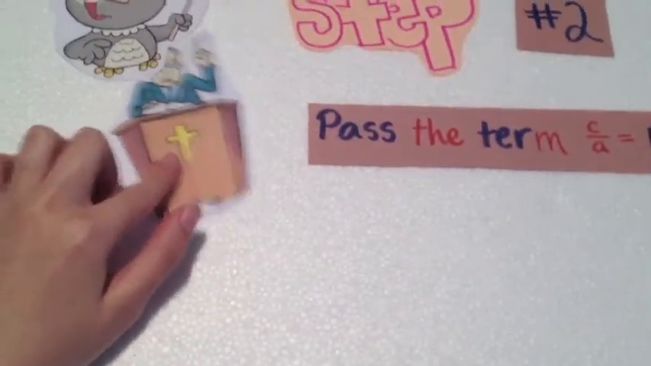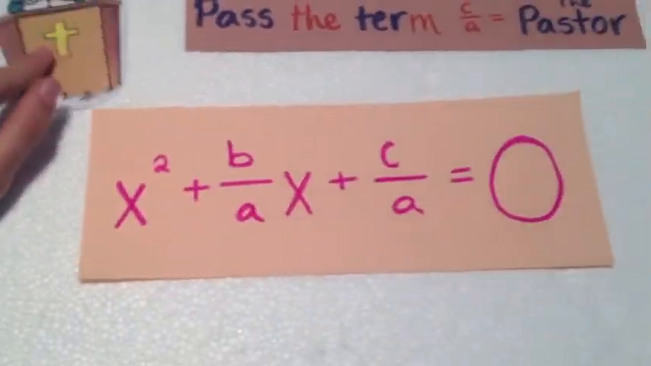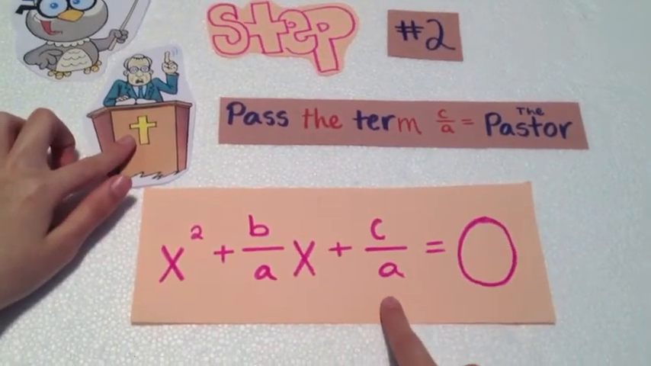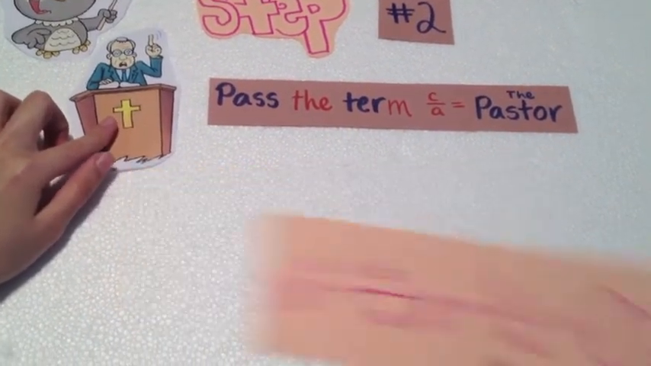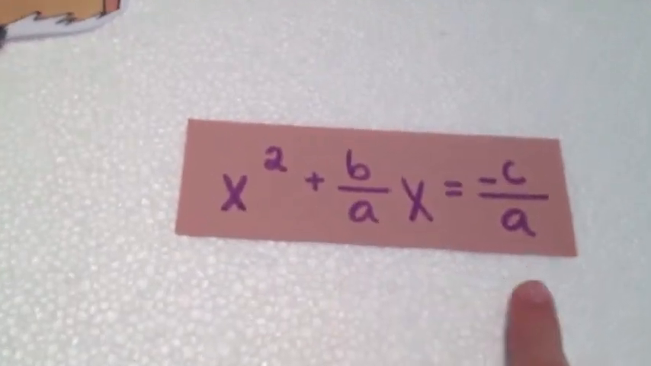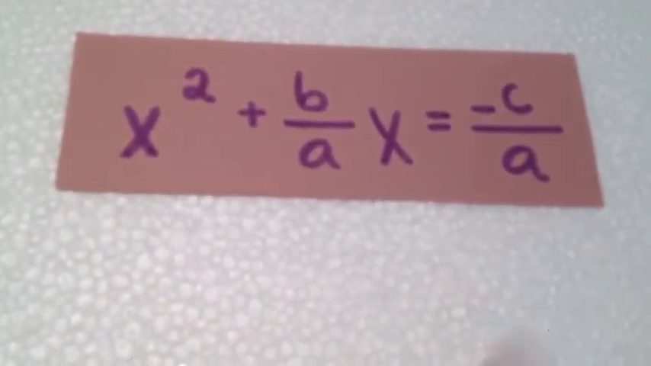Hi guys, I'm the pastor. You had this equation like this, right? The only thing you have to do next is to pass the term c over a to the right side of the equation. It will end up looking like this. Because you pass it to the other side, it is now negative.